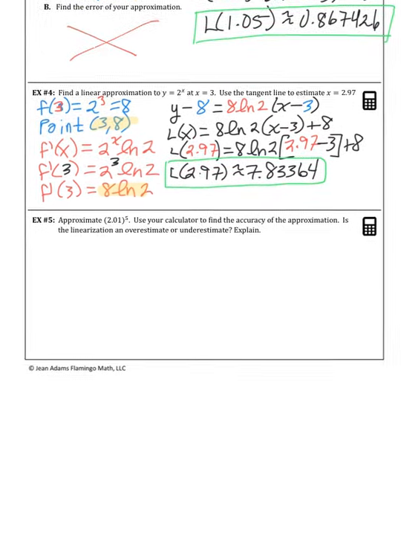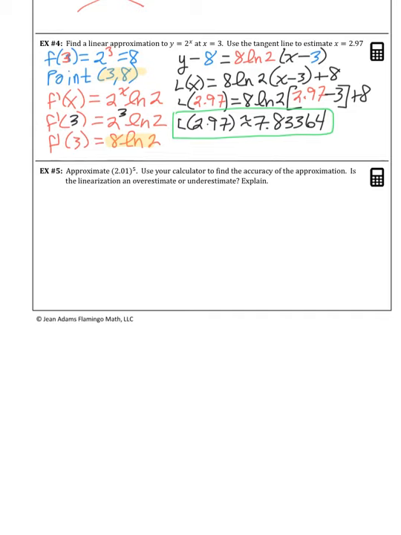All right, here we go. Example 5. So for this example, we're going to approximate 2.01 to the 5th. Now I know that you could use your calculator to do that, but we're assuming that we don't have use of our calculator. So you are going to use your calculator to find the accuracy of the approximation though.